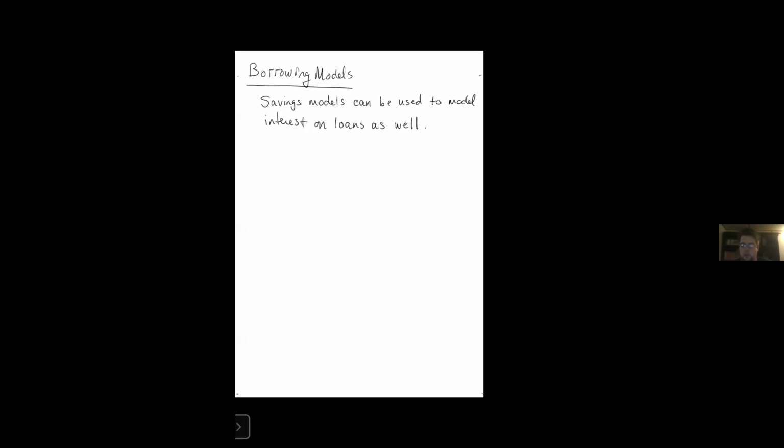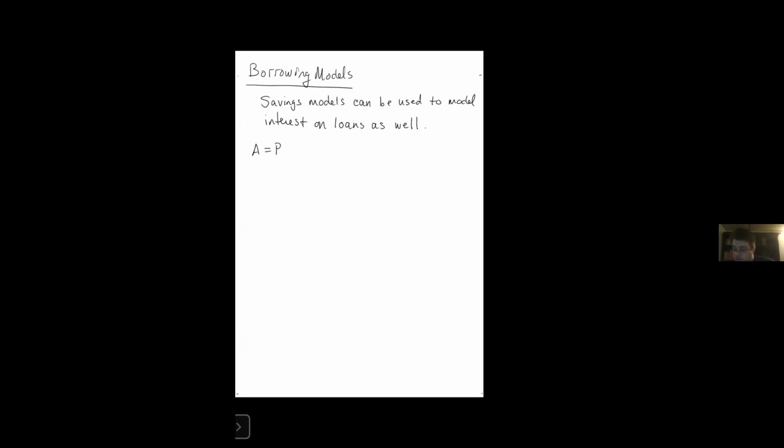Here we're going to look at our last financial application. We're really going to look at two different things, but first we're going to consider borrowing models. For borrowing, you're taking out a loan, and the loan will accumulate interest. The interest accumulation and the resulting value of the loan can be modeled using the same interest models we've seen, depending on if it's simple interest or compound interest.